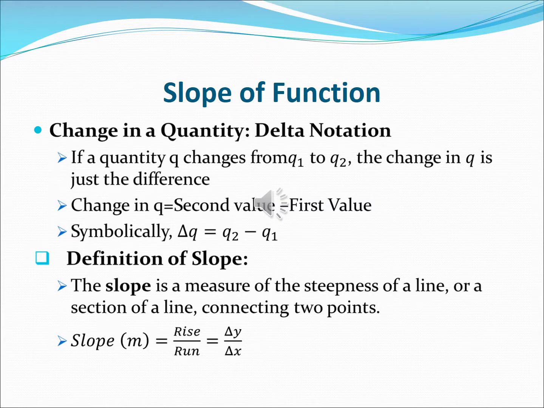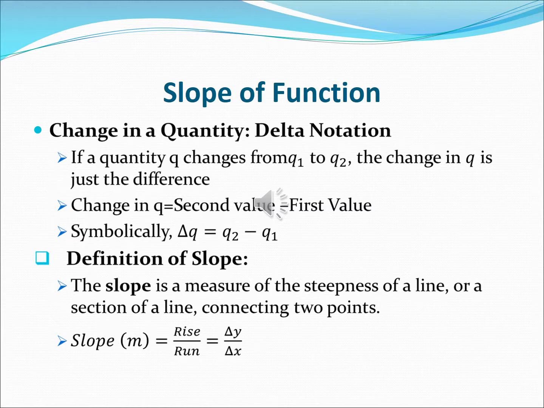Slope of function. Change in a quantity. We denote any change in quantity by delta notation. If a quantity q changes from q1 to q2, the change in q is just the difference. So the change in q is the second value minus the first value of q, and we can write that delta q is equal to q2 minus q1.